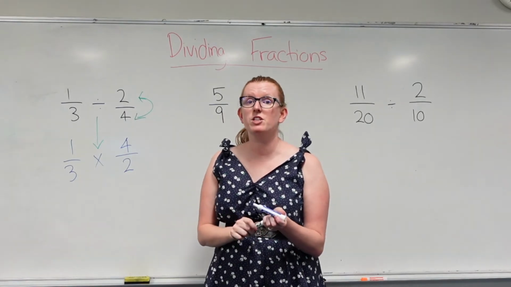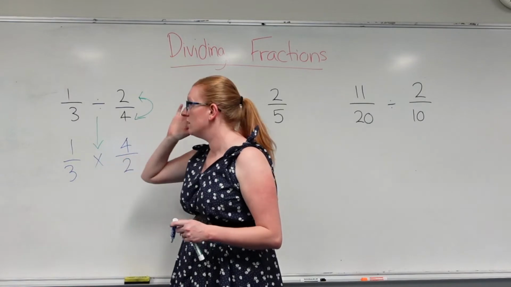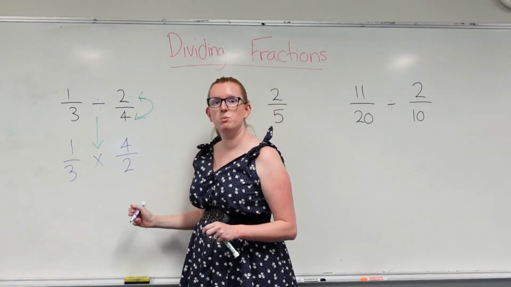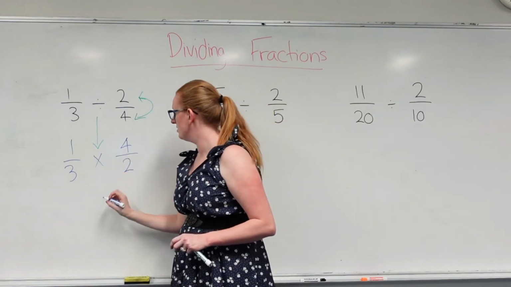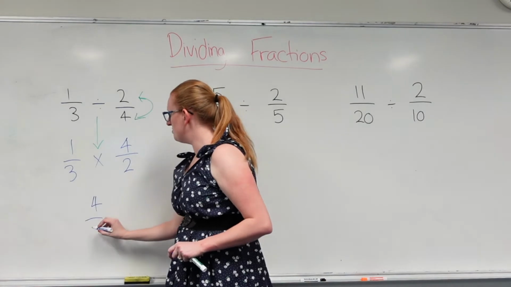Okay, our first fraction has to stay the same though. You don't change the first one at all. So now that I'm multiplying, I'm going to multiply my numerators together. So 1 times 4 gives me 4, and then 3 times 2 gives me 6.